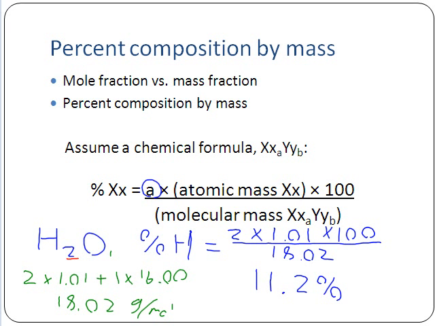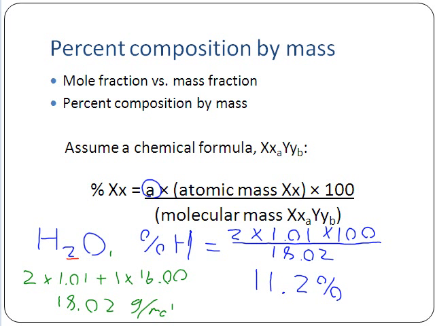Now, of course, note if we want to define it for oxygen, we could do the same thing. For that one, we just take 1, that's what we get for our A, times the atomic mass of oxygen, which is 16, times 100, divided by the molecular mass of the whole thing, which is still 18.02. And let's take a wild guess what you'd get.